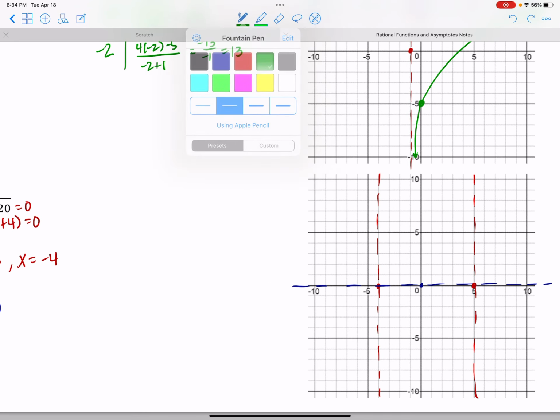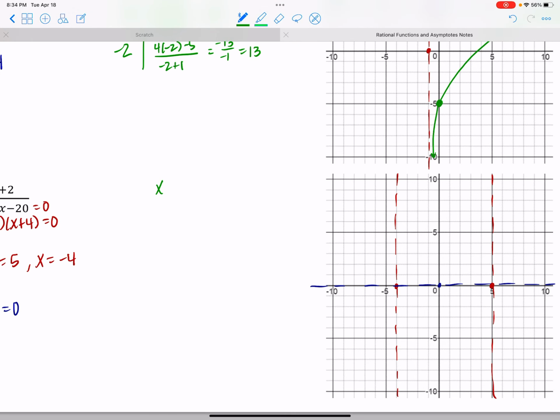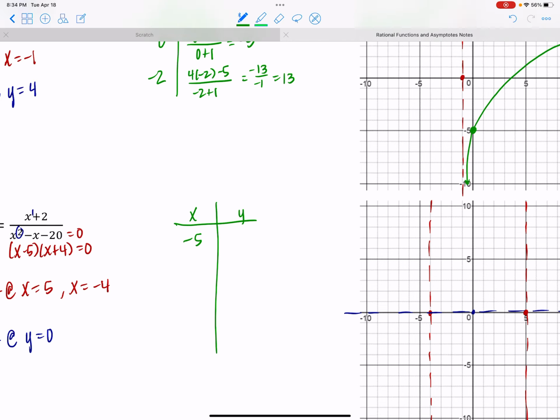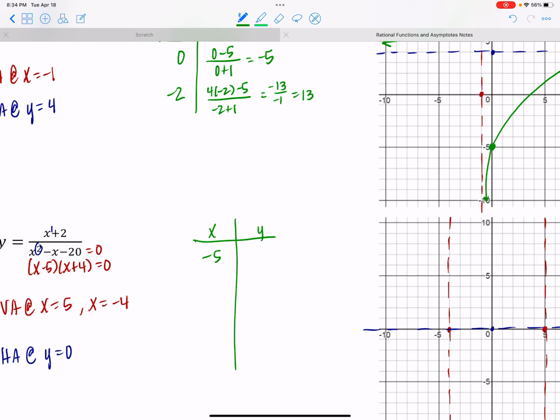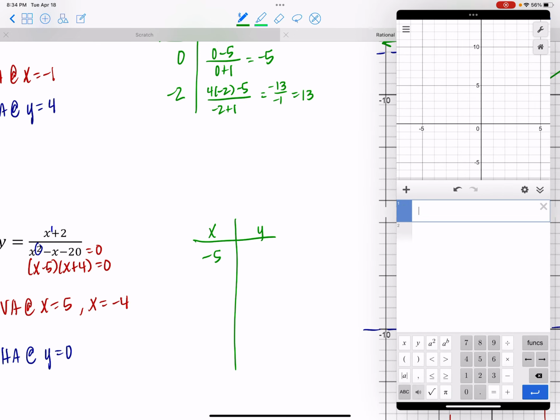So let's do it. And did I call this function y? Yes. I'm going to start on the left this time. My leftmost asymptote is at -4, so maybe I plug -5 in and see what happens. I'm going to use a calculator for this. I don't want to screw it up. So -5 plus 2, over -5 squared minus -5, and then minus 20. Okay, so I get -0.3-ish.